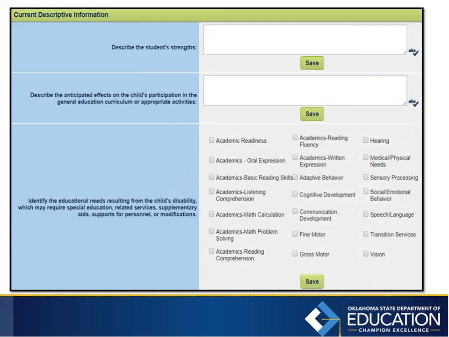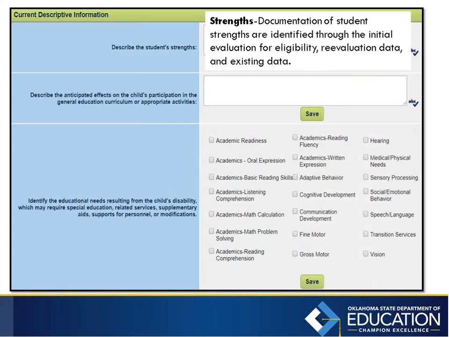Moving on down, you'll see describe the student's strengths. On this, we know that every child in the state of Oklahoma, their strength is always parental support and attendance. I'm not saying that's bad, but let's be a little more specific. I've been in education a while, and I see that more often than I see what is the true strength of that student.